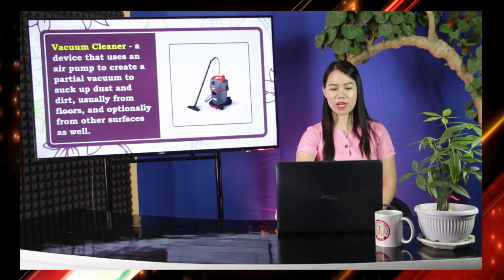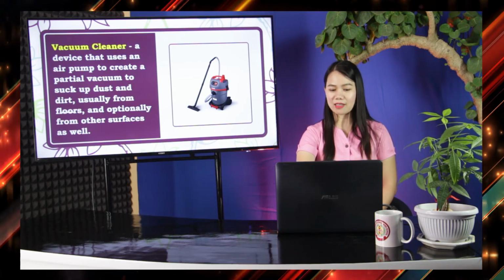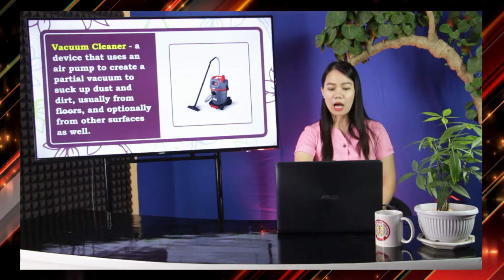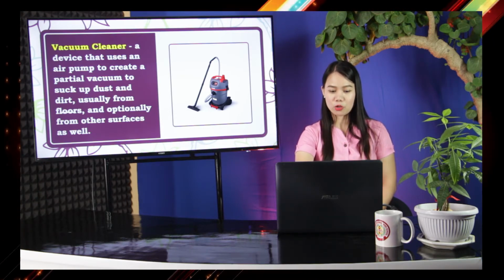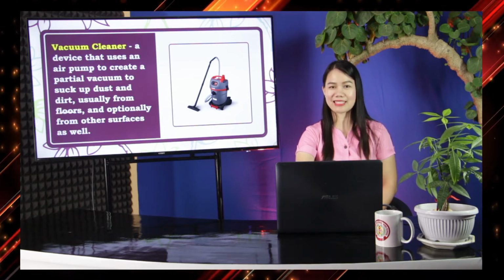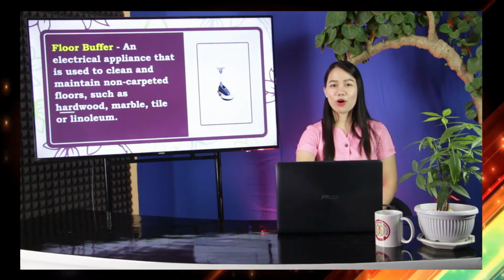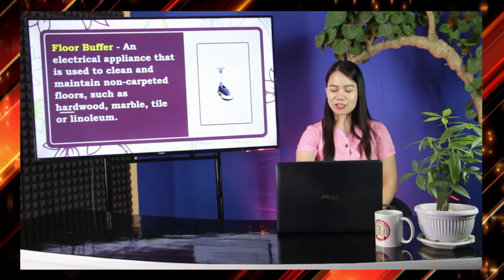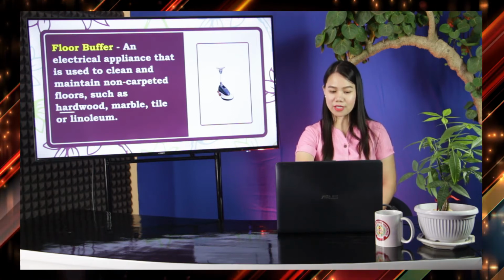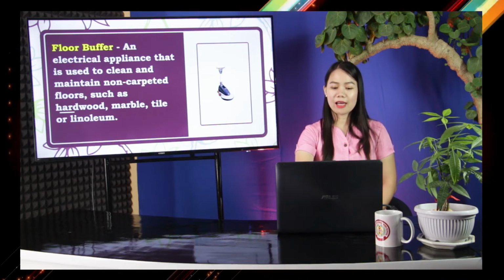The first one is we have the vacuum cleaner. It is a device that uses an air pump to create a partial vacuum to suck up dust and dirt, usually from floors and optionally from other surfaces as well. Next, floor buffer. It is an electrical appliance that is used to clean and maintain non-carpeted floors such as hardwood, marble, tile, or linoleum.